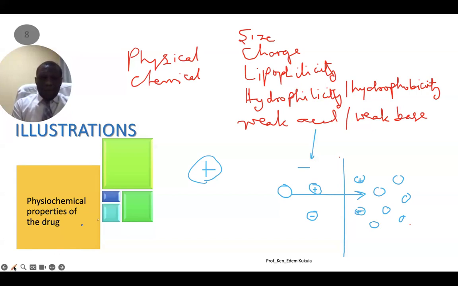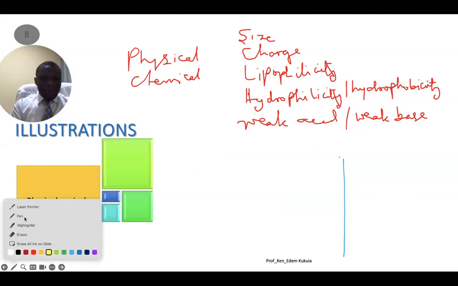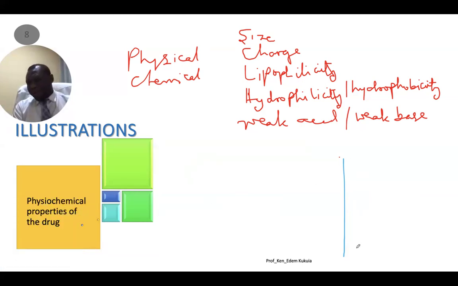Now, when we talk about lipophilicity, we need to consider whether the drug is one that could easily dissolve in lipid medium, okay? Or the lay person will say a fatty medium, all right? Now, if the drug is lipophilic, because the cell membrane itself is also lipophilic, it has the phospholipid bilayer, the drug should be able to cross this barrier easily to enter into circulation.